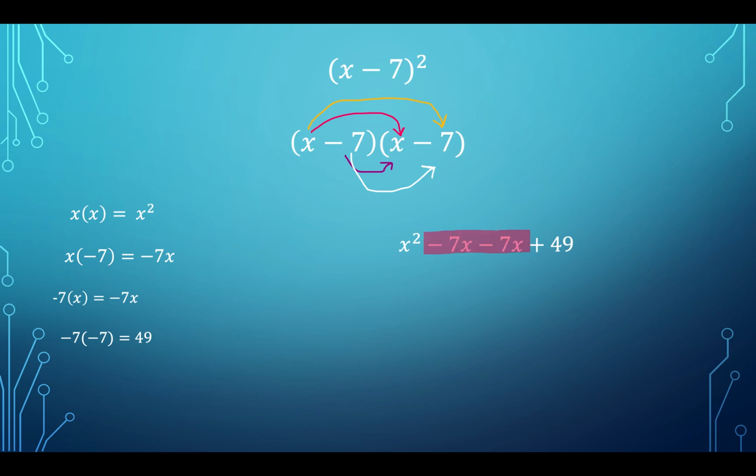We're not done just yet because we can combine our like terms, and our like terms are minus 7x and minus 7x. We combine the 7, so negative 7 minus 7, it's not equal to 0, it's equal to 14. So our final answer is x squared minus 14x plus 49.